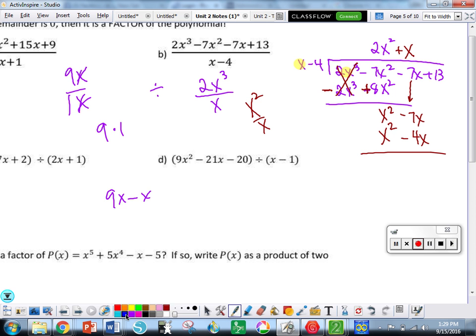When I subtract, I have to change the sign of everything on the second line. You don't change the first line, you change the second line. Now we combine, those first two cancel. The negative 7 and the positive 4 make a minus 3x. And then what? Bring down the 13. I'm going to do it one more time.